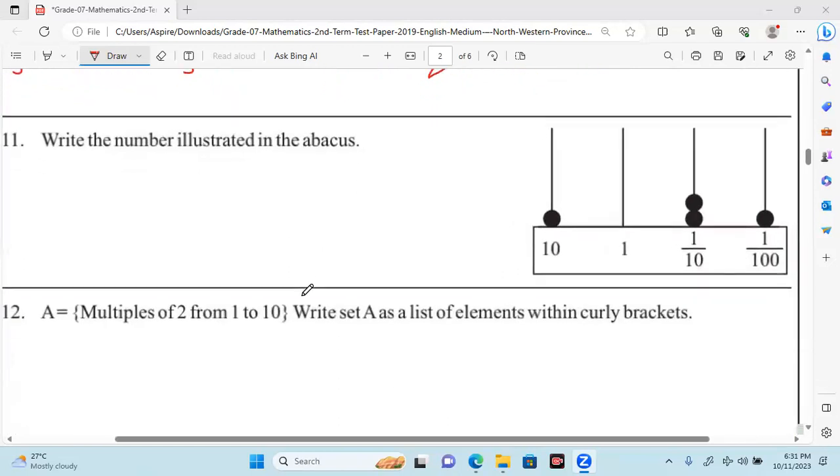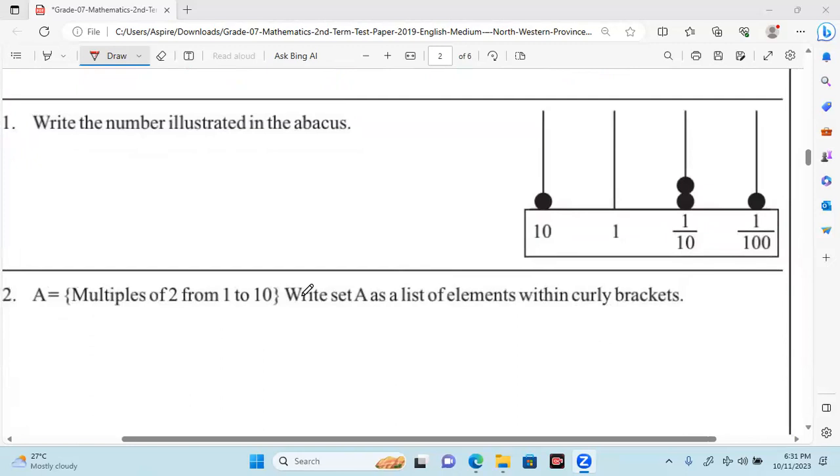What is the number illustrated in the abacus? Yes, tell me.